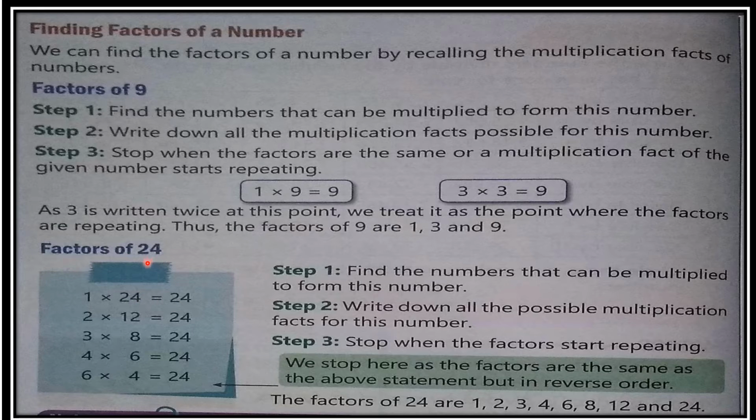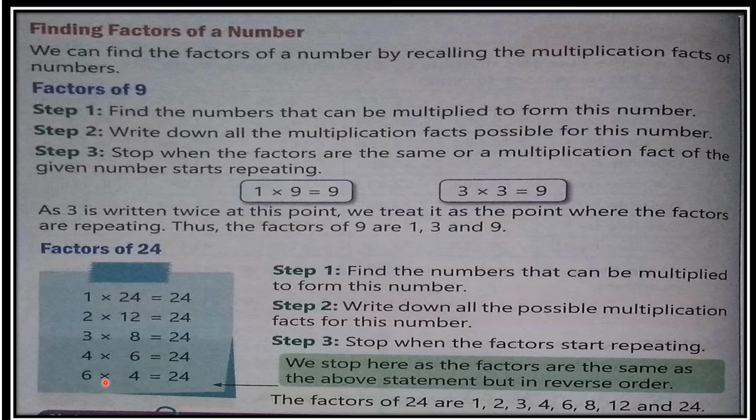Now the factors of 24. It's very easy. Just see this one. Step 1: find the numbers that can be multiplied to form the number. So 1 is everywhere. 1 multiplied by 24 is 24. Then 4 is in the table of 2, so it is divisible. 2 12s are 24, then 3 8s are 24, 4 6s are 24, 6 4s are 24. Now you can see here 4 6s are 24 and 6 4s are 24.